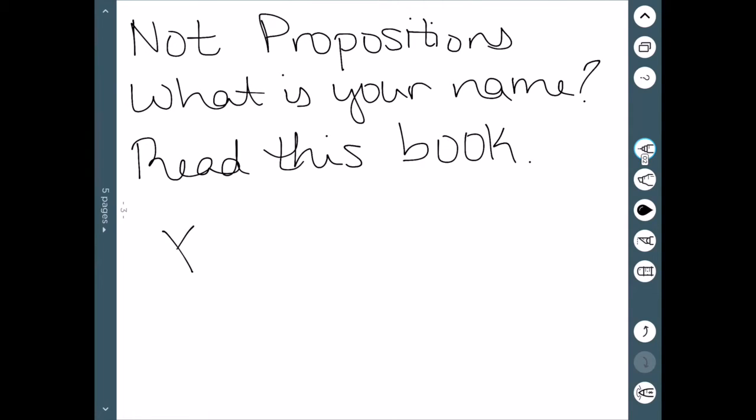Another example is something like x + 3 = 5. These statements are not propositions. In particular, the definition of a proposition said it had to be true or false, but not both. This one is both. Mainly because we don't know what the value of x is. There are values of x for which it's true and values for which it's false.